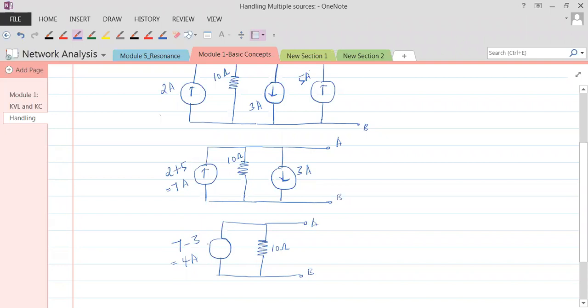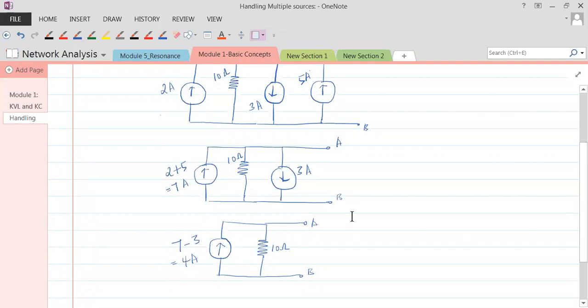Now, where will be the direction of this current? Where will be the direction of 4 amperes? 4 amperes would be flowing in the direction of the dominant current. Which is the dominant current among the two, 7 amperes and 3 amperes? Which is the greater current? Greater current is 7 amperes. So 4 amperes would be flowing in the direction of the greater current among the two. Everybody understand?